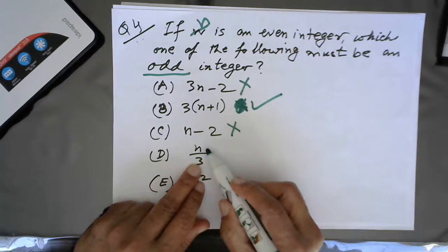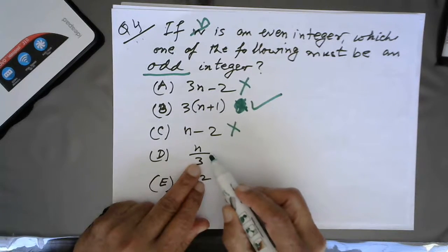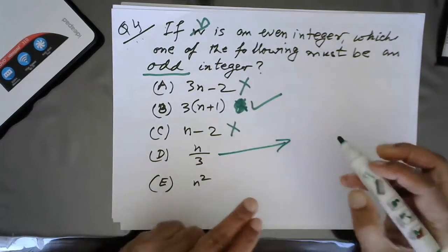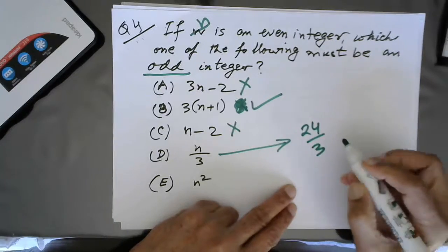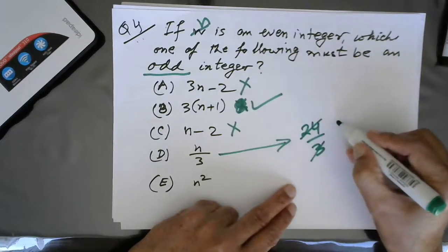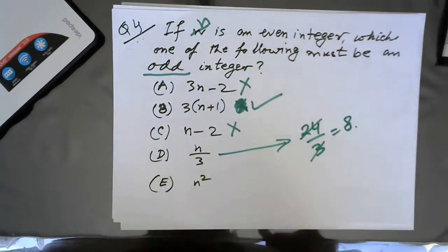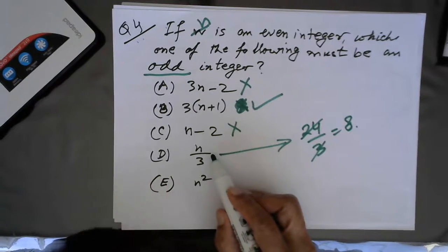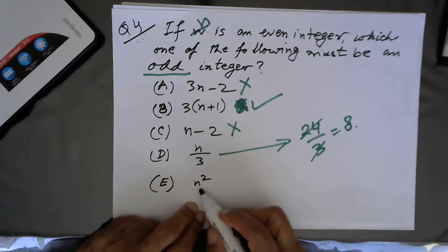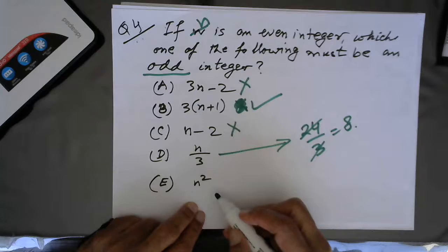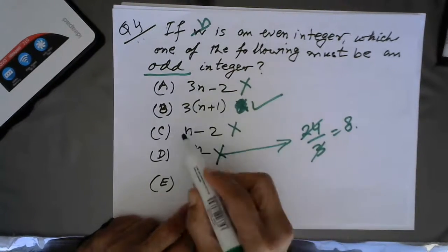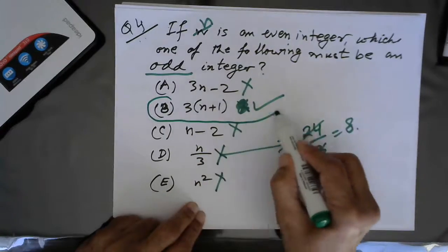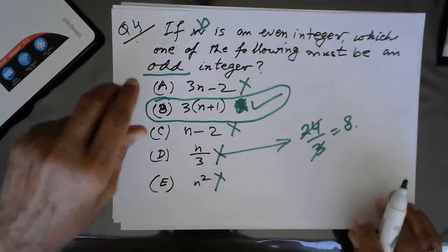Now, n by 3 is even. If an even number is divided by 3 and if it is divisible by 3, then you will get an even number. For example, 24 is an even integer and it is divisible by 3. If you cancel it out, you will get 8, which is an even number. So this is even, right? Because n is even, its square will also be even. So we reject this and we reject this. The answer is B. This is odd.